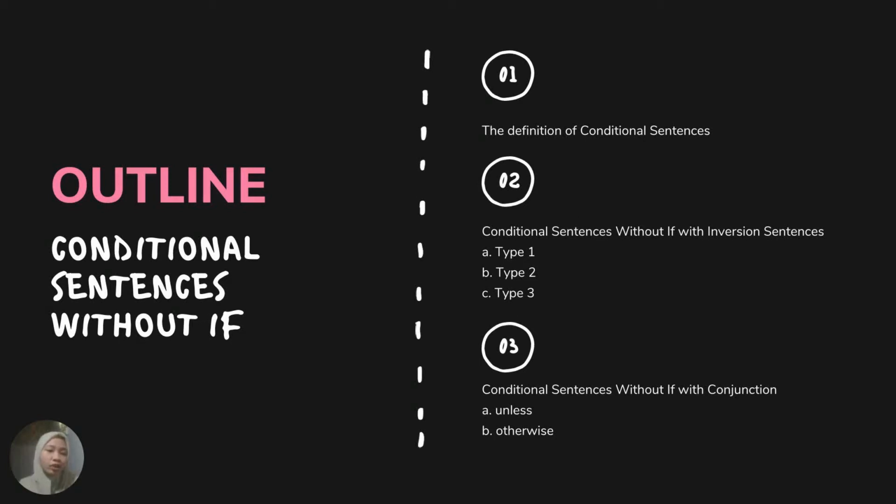This time I'm going to explain about conditional sentences without using if. But before that, I'm going to show you the outline of this presentation. First is the definition of conditional sentences itself, and second is conditional sentences without if with inversion, where there are three types: first is type 1, second is type 2, and third is type 3. And the last is conditional sentences without if with conjunction, where there are two parts: first is unless and last is otherwise.